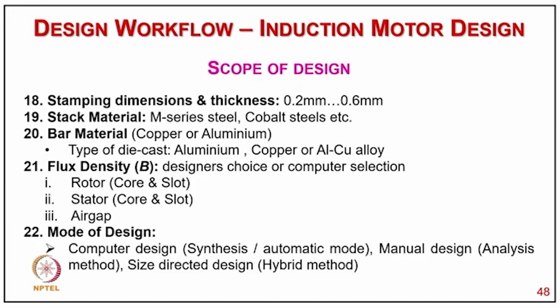Then of course the lamination, like stamping dimensions and thickness, 0.2 mm to 0.6 mm. Usually we prefer 0.5 mm for rotating machines, but in some specific cases we of course take lower than that, like 0.35 mm or so. Then stack material, where typical examples are M series steel, cobalt steel, etc. Then bar material may be copper or aluminum, and the type of die cast may be aluminum, copper, or an aluminum-copper alloy. Now coming to flux density, the designer's choice for computer selection is what flux density we have to consider for rotor core and slot, and stator core and slot, and then typically the air gap.